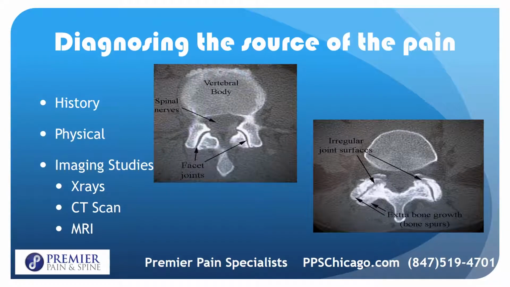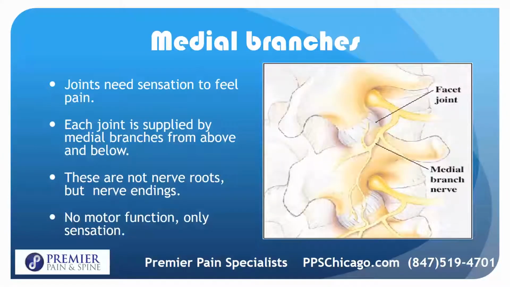So here you see a CAT scan which shows the facet joints here and here. This looks great. There's no rattiness to it. It's very nice and smooth here. And you look over here, this has a lot of extra bone formation with bone spurs and a ratty appearance. That has significant arthritis. But interestingly enough, that might not be causing a person any pain, okay?